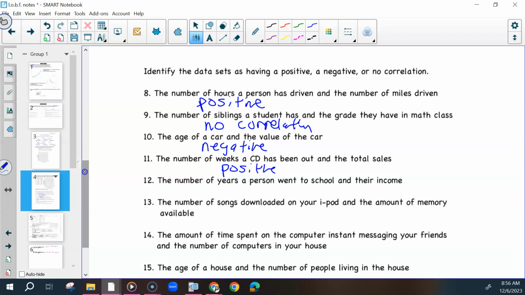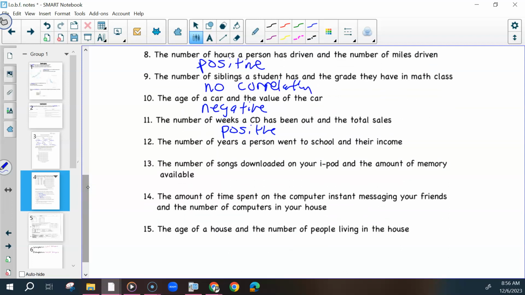Number of years a person went to school and their income. Positive. So there were different ones there. Why positive? Because college. Usually, if you go to college, or the more you go to school, the better income you might be. But that's not always the case, so I can see the no correlation. But in general, we'll say positive.